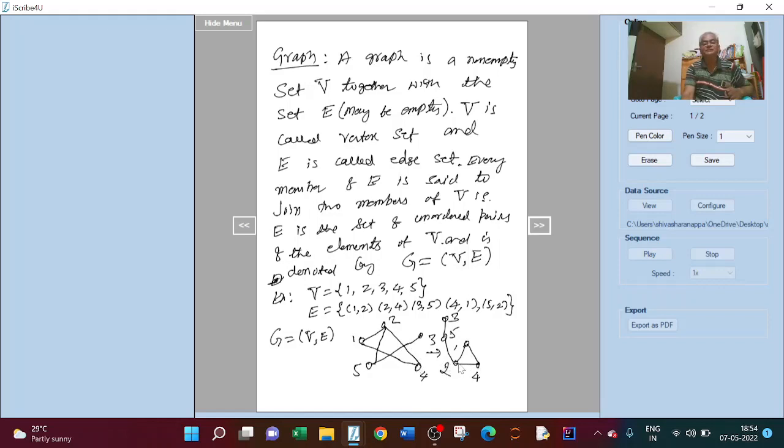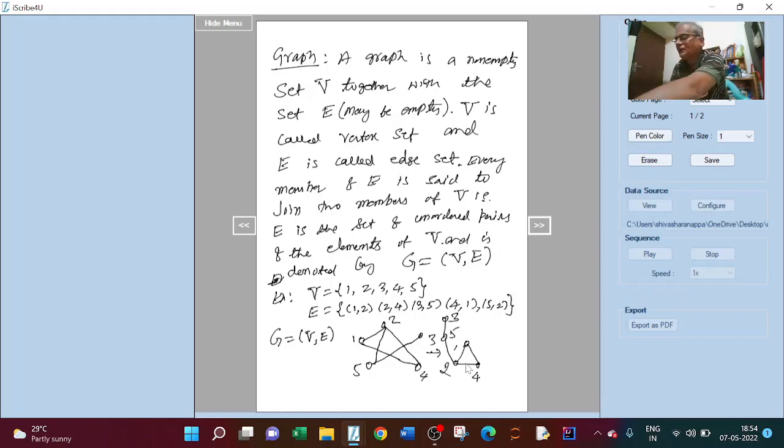Here the adjacency is important. See here, 1 is joined with 2, 2 with 4, 4 with 1. Here also 1 with 2, 2 with 4, 4 with 1. And then 2 with 5, here also we have 2 with 5, 5 with 3. So these two are the same graph. Okay, this is a graph.